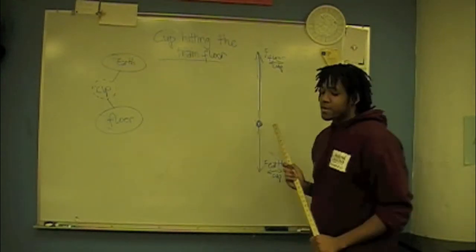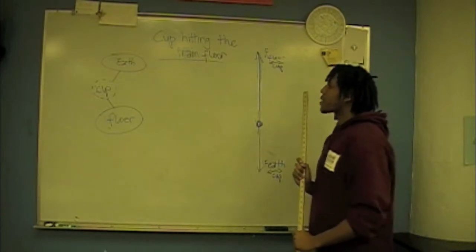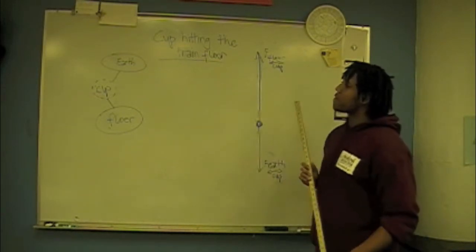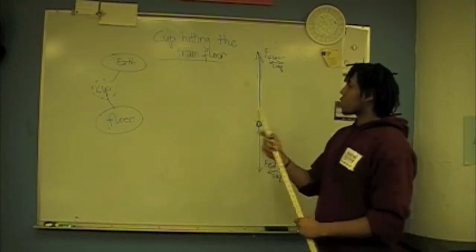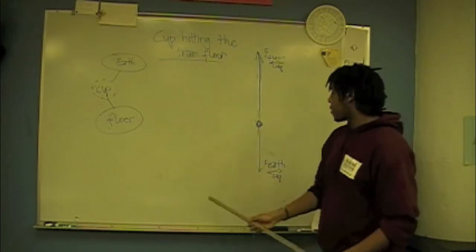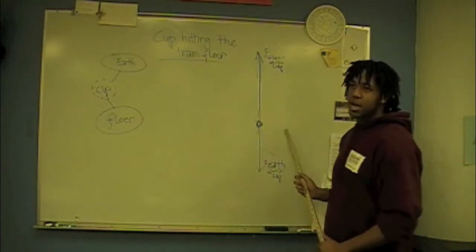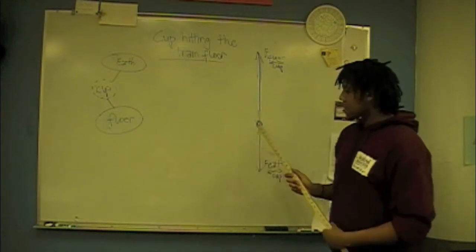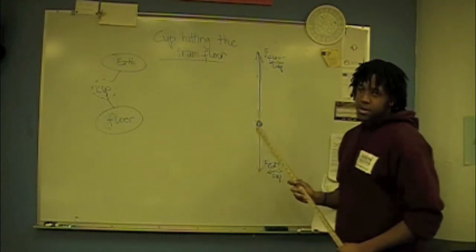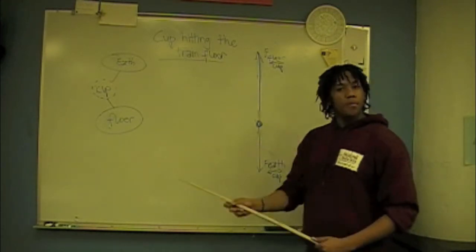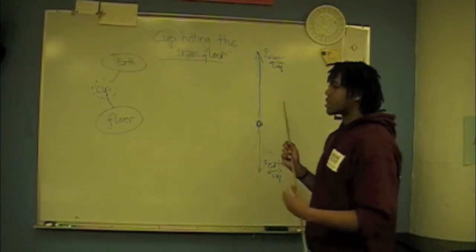Here we have the force diagram for the cup hitting the floor. As mentioned before in the system schema, the only forces acting on the cup are Earth/gravity and the train floor. Now, as you can see, this force diagram is a bit different than the other ones. Neither of the forces are balanced. Now, why is that? When the cup hits the floor, it stops immediately.